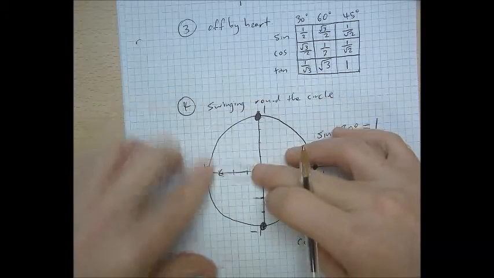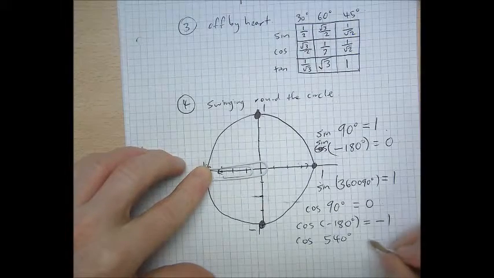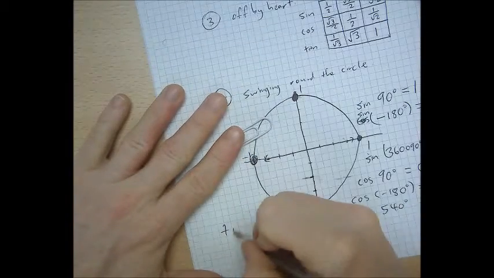$450, $540. So the x-coordinate of that is negative 1. Now, that's sine and cos. Tan is the hassle-some one.